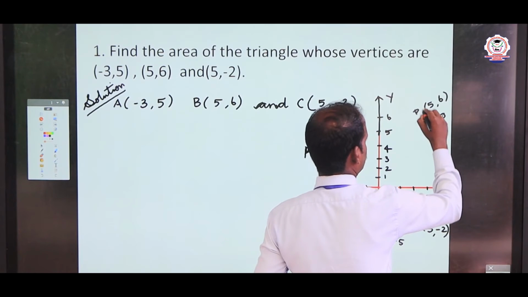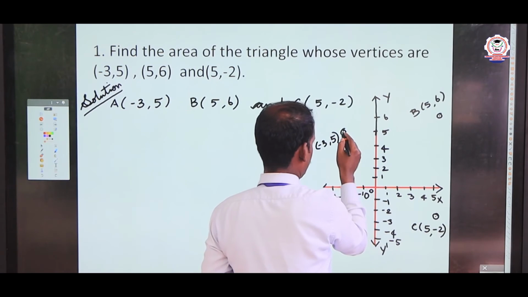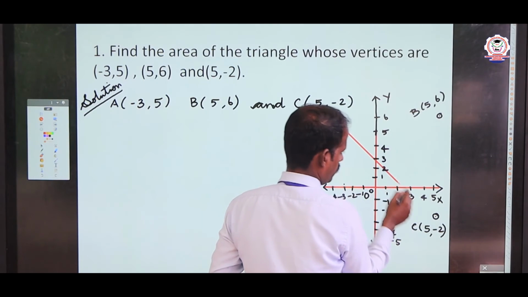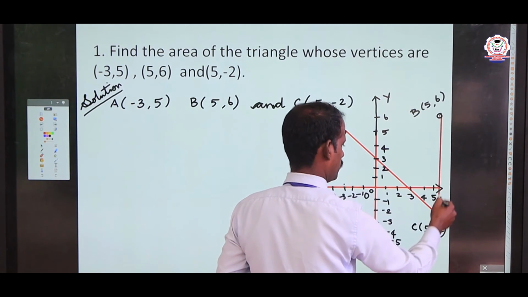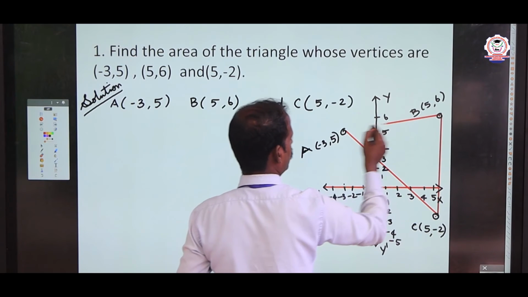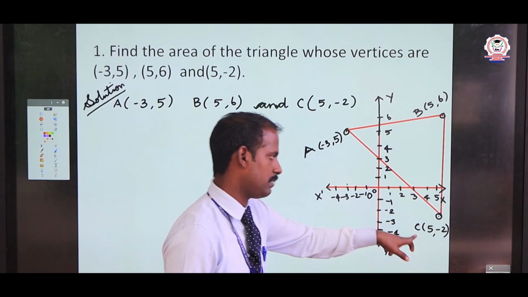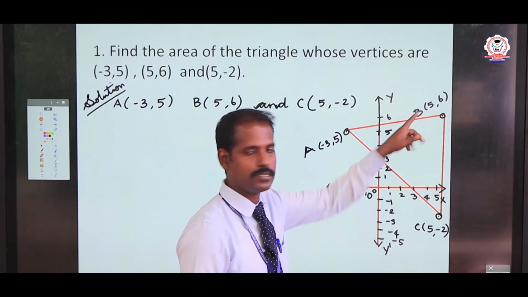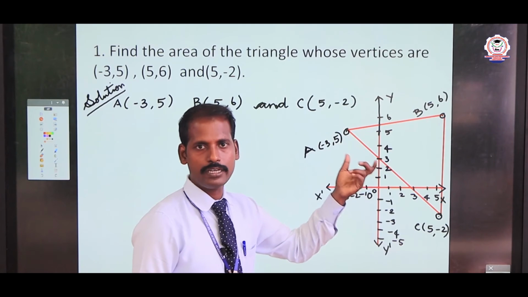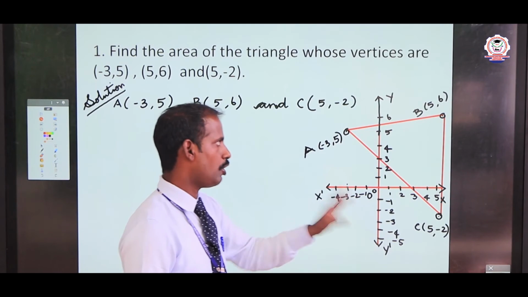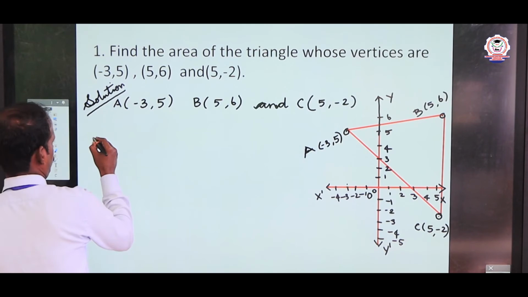B point, C point. So now join together the 3 vertices. A point is minus 3 comma 5, C point is 5 comma minus 2 and B point is 5 comma 6. These are the 3 vertices. These 3 vertices join together to form a triangle. Now we can find the area of the triangle. What is the formula?